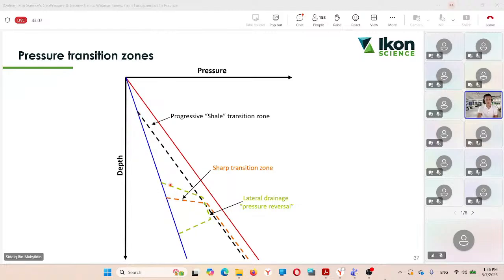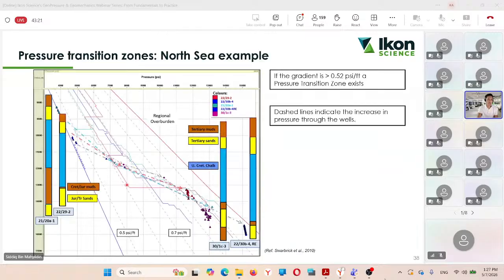Whenever we have a pressure transition zone, we always have a sharp transition like this, and then it will follow certain other pressure gradients depending on what the fluid is. The example of this is what we have in the North Sea. You can see that this is the chalk zone over here, in between two sand layers. This is sand.